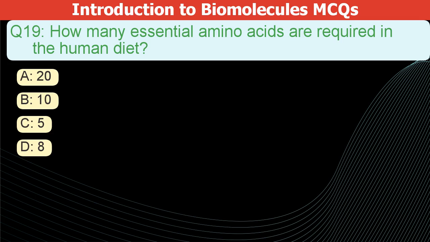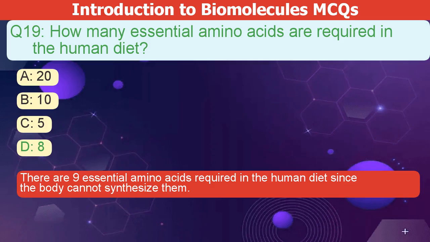How many essential amino acids are required in the human diet? A. 20. B. 10. C. 5. D. 8. The correct answer is D. There are 9 essential amino acids required in the human diet because the body cannot synthesize them.